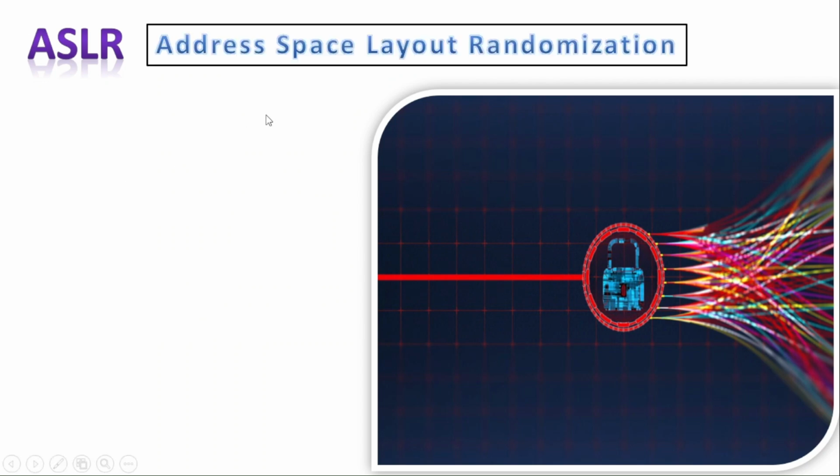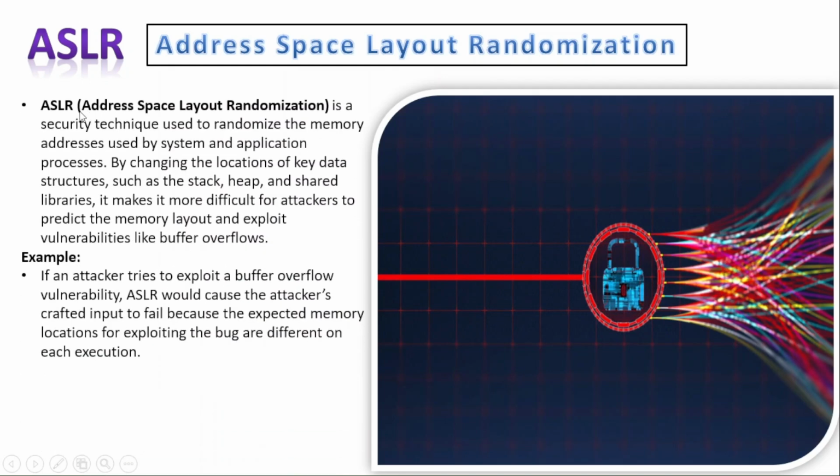ASLR, that is Address Space Layout Randomization. So ASLR, address space layout randomization, is a security technique used to randomize the memory addresses used by system and application processes. By changing the locations of key data structures such as the stack, heap, and shared libraries, it makes it more difficult for attackers to predict the memory layout and exploit vulnerabilities like buffer overflows.